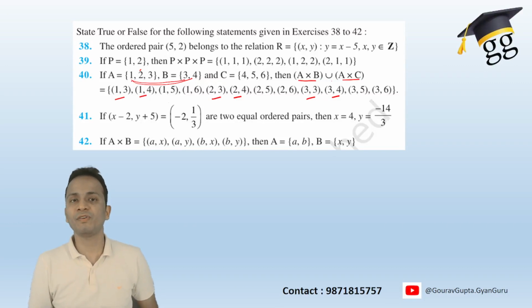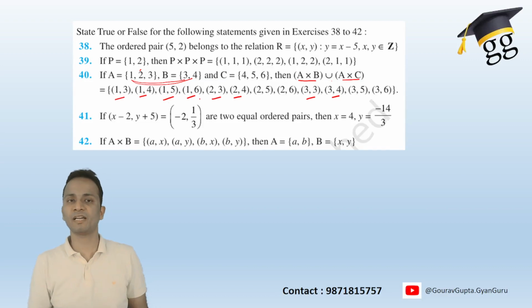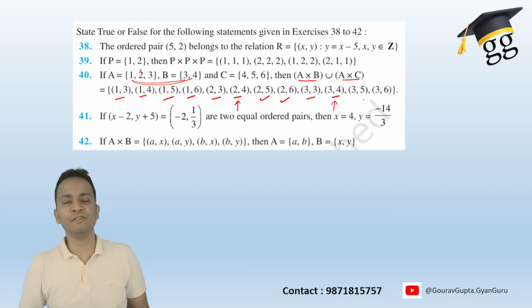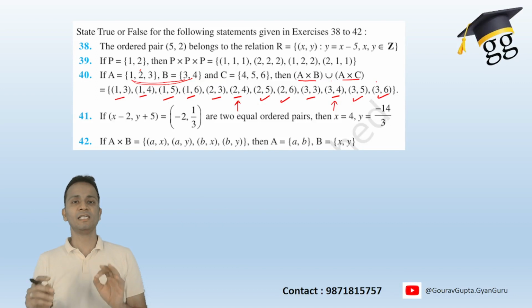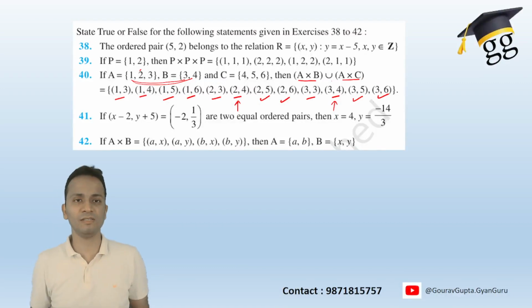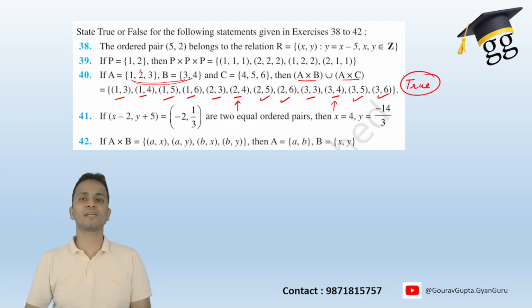Now A cross C should have 1, 4, 1, 5, 1, 6. So 1, 4 is already present here. 1, 5 and 1, 6 are additionally present. Then it should have 2, 4, 2, 5 and 2, 6. So 2, 4 is already present, 2, 5 and 2, 6 are added. Then 3, 4, 3, 5, 3, 6. 3, 4 is already present, 3, 5 and 3, 6 are added. And that defines the complete set A cross B union A cross C. So question number 40 is absolutely true. So this statement is correct.